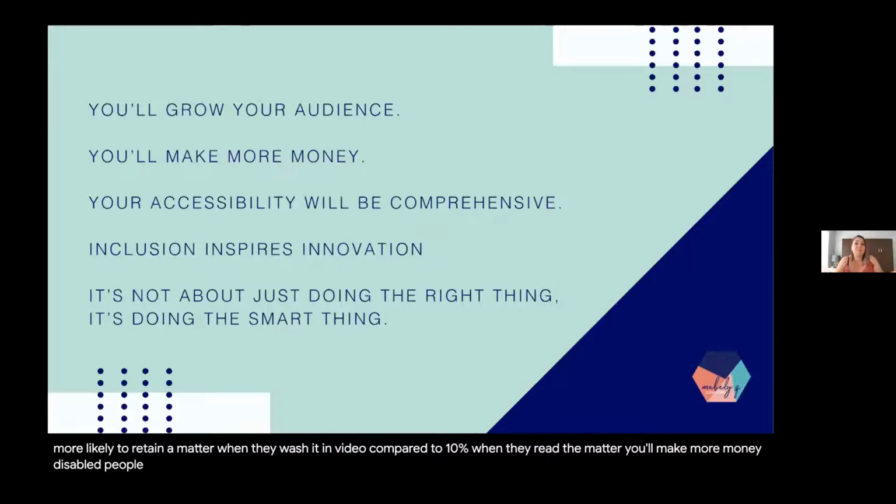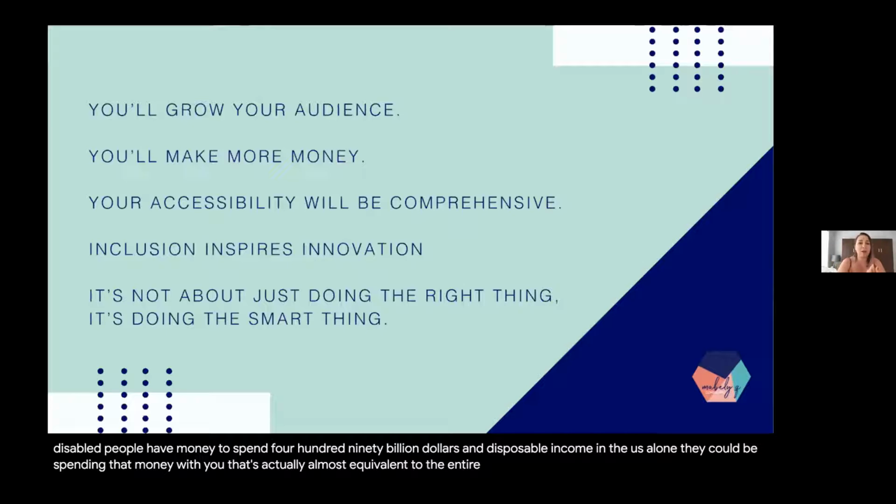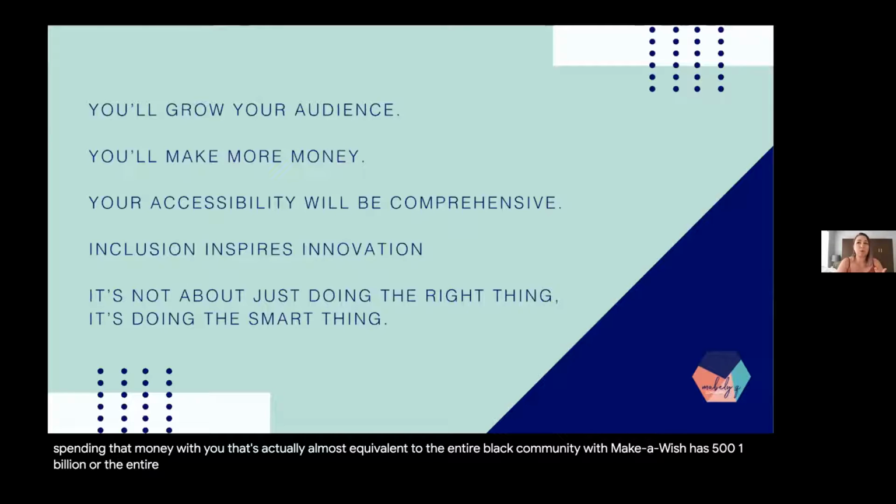You'll make more money. Disabled people have money to spend. $490 billion in disposable income in the US alone. They could be spending that money with you. That's almost equivalent to the entire Black community, which has 501 billion, or the entire Hispanic community, 582 billion. So when you're not accessible, you've lost out on a third of that income.